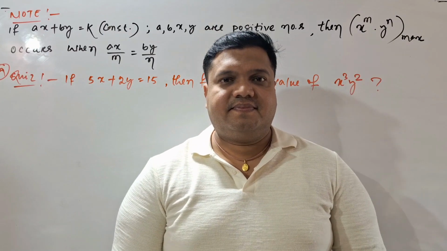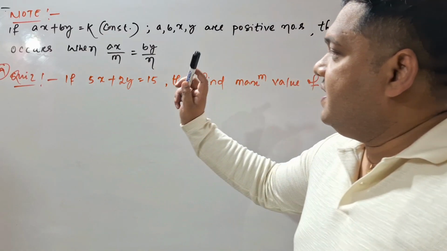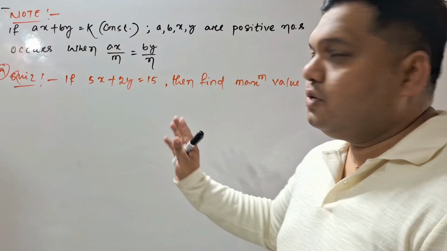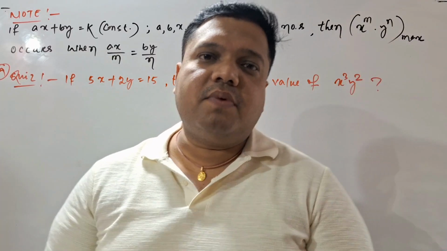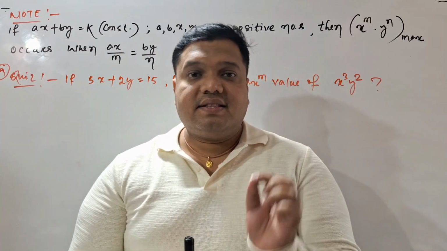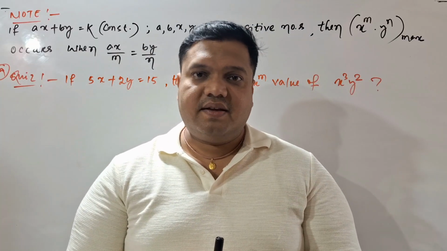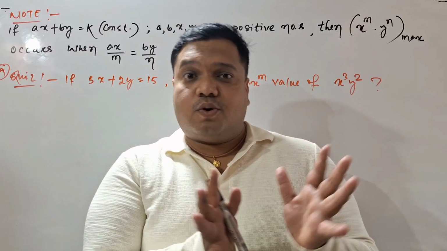Question number 9. Here question number 9 is, if 5x plus 2y is equal to 15, a constant term, then find the maximum value. Always remember, when the sum of the variables is constant, then their product is maximum. And the maximum occurs when the numbers are as close as possible.